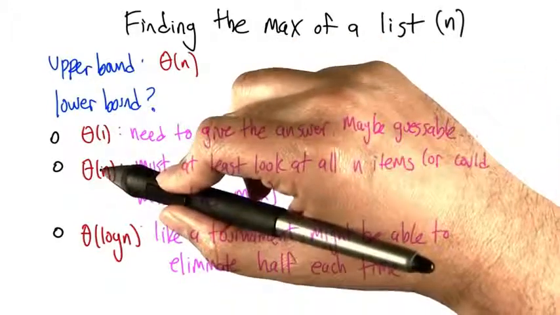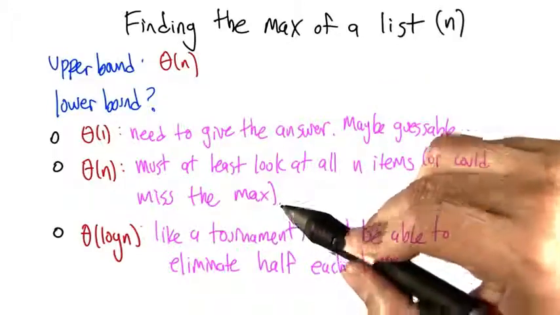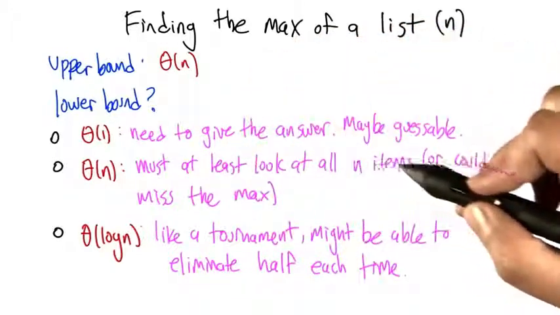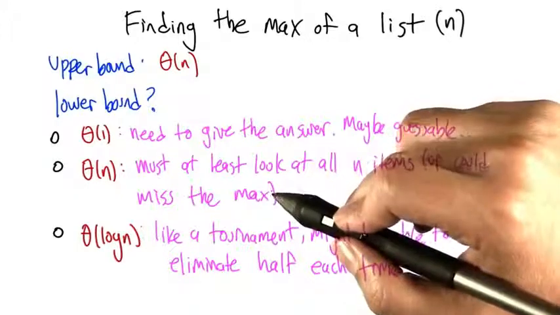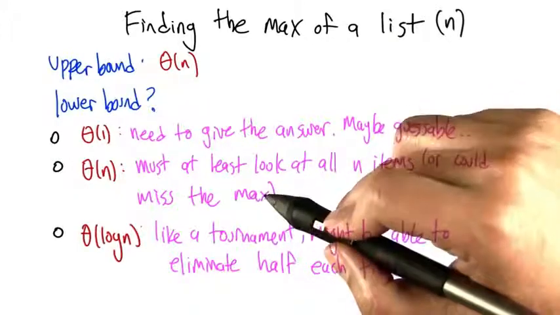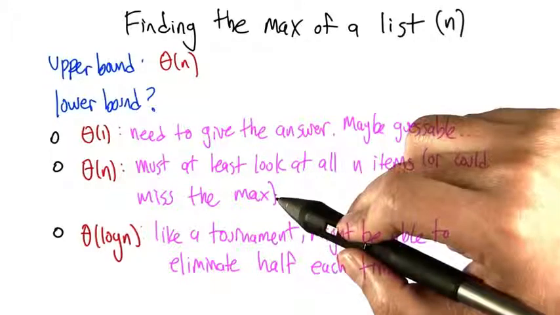Here's another one. Big theta of n might be a lower bound. Why? Because you have to at least look at all the n items. Otherwise, there could be one item in the list that is the max that you didn't look at, and so you can't possibly return the right answer.